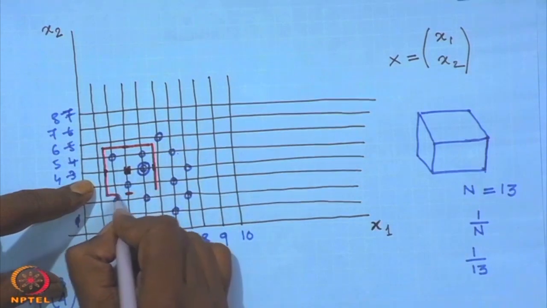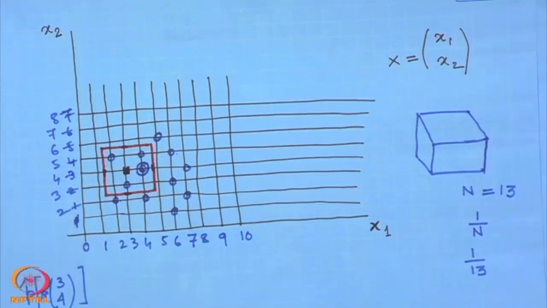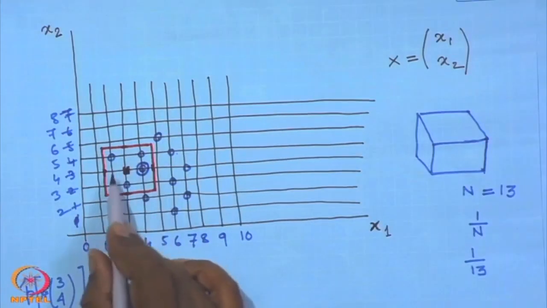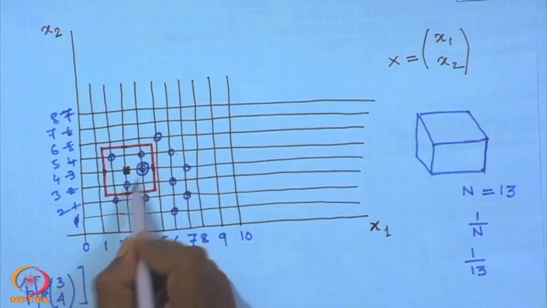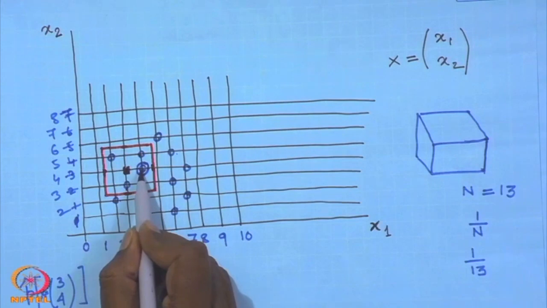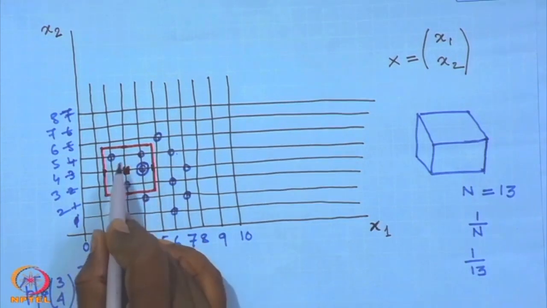So, this is the box that I have. And now, I count how many training samples are actually falling in this box. We find that the total number of samples falling in this box is given by 1, 2, 3, and there are 2 more samples. So, a total of 5 samples are falling in this box.